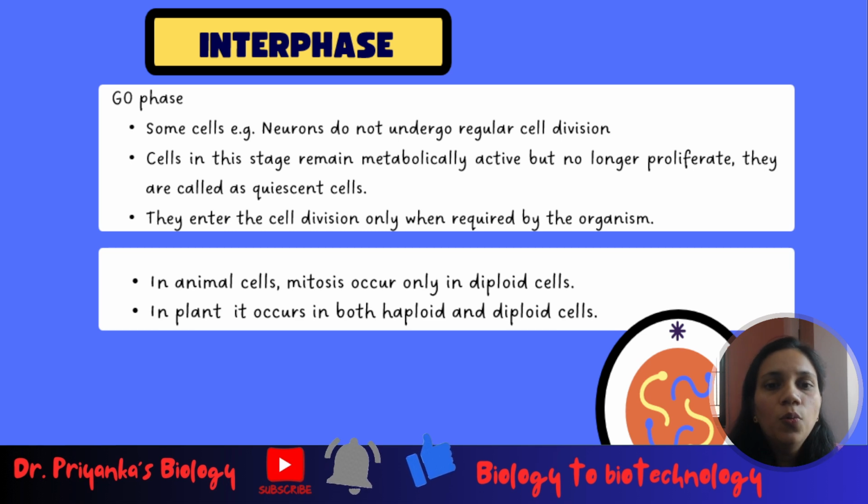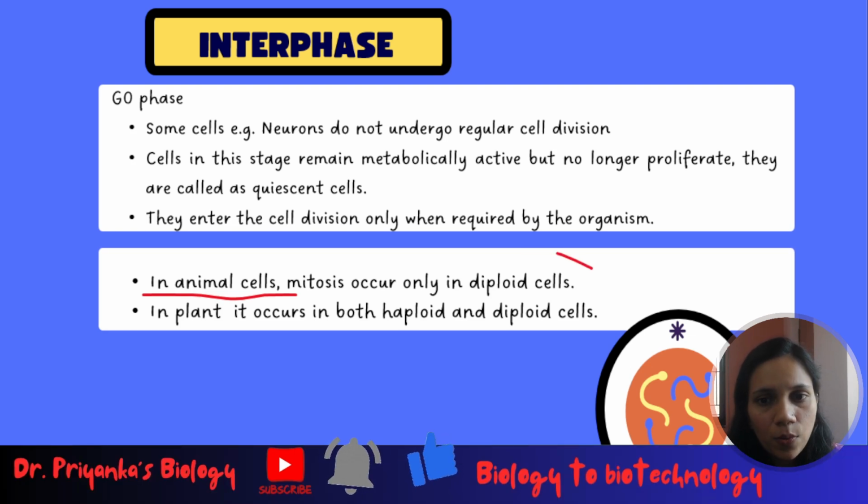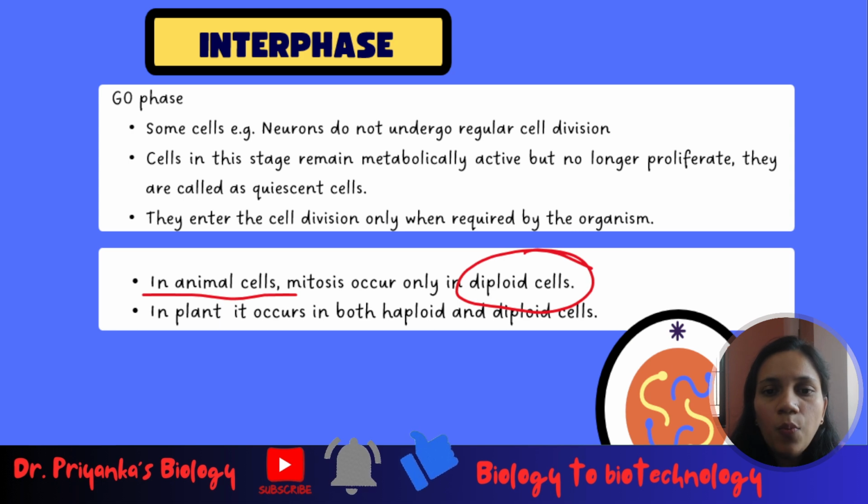Before moving on to the next part, we have to remember that in animal cells, mitosis occurs in diploid cells only, whereas in plants, it is seen in both haploid as well as diploid cells.